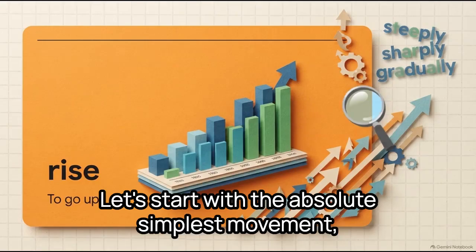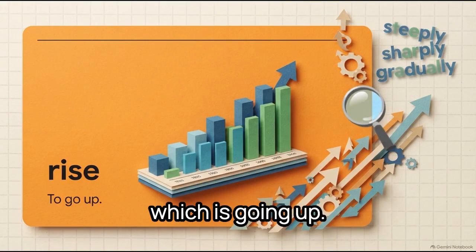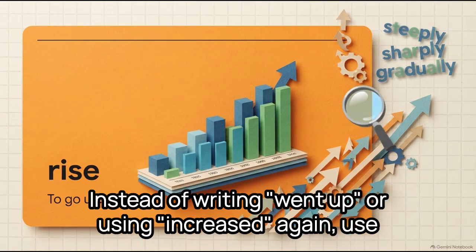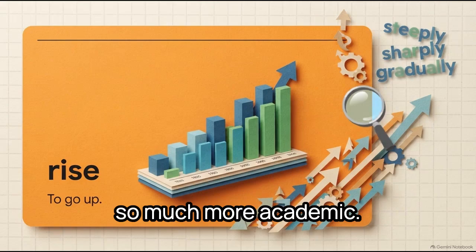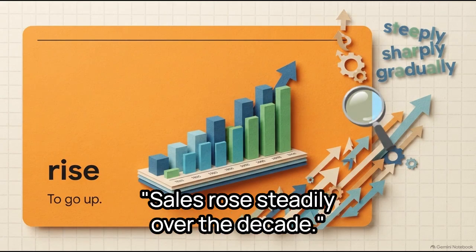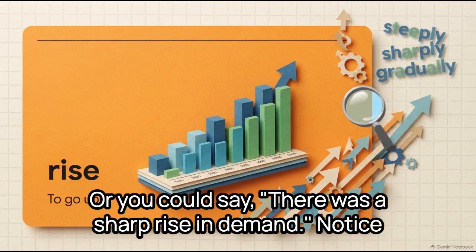Let's start with the absolute simplest movement, which is going up. Instead of writing went up or using increased again, use rise. It works as a verb and as a noun, and it instantly sounds so much more academic. Take a look at this example. Sales rose steadily over the decade, or you could say there was a sharp rise in demand.